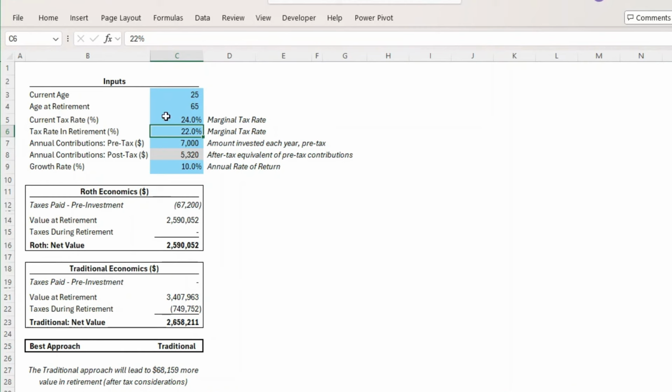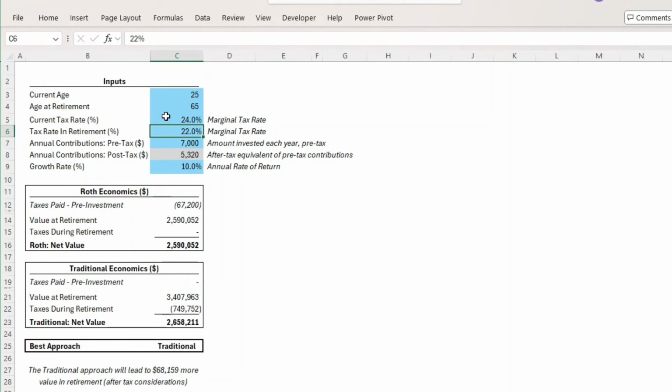So a few considerations are maybe your tax rate is low today and you expect it to be higher in retirement. For example, maybe you're working part-time or you're a student or you're early in your career and your tax rate is lower because you're just earning less. Maybe it's better for you to consider the Roth option because you'd rather pay those taxes now in a lower tax bracket than when you're making more later in your career or during retirement.